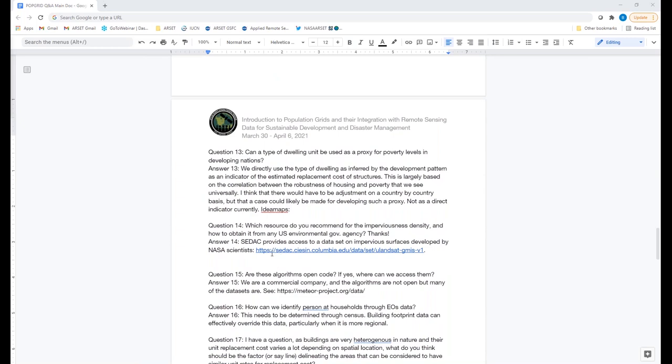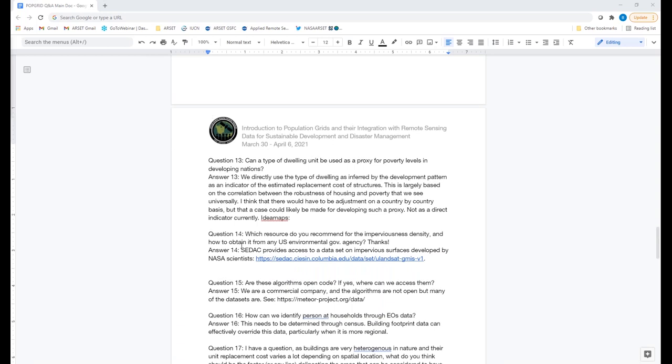Great, thanks, Charlie. 14. Which resource do you recommend for imperviousness density, and how to obtain it from any U.S. environmental.gov agency? Bob, you want to take this one? I guess there is some data on the CDAC site.